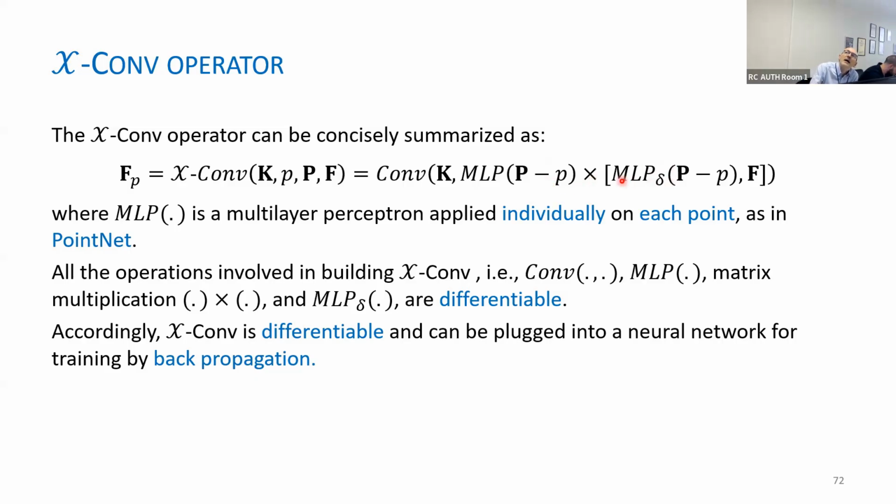And there is also another MLP that tries to extract information from the neighbor points, and also the features that we have as an input. Again, you see that this multilayer perceptron operates individually on each point, which is similar to what we have seen for PointNet.